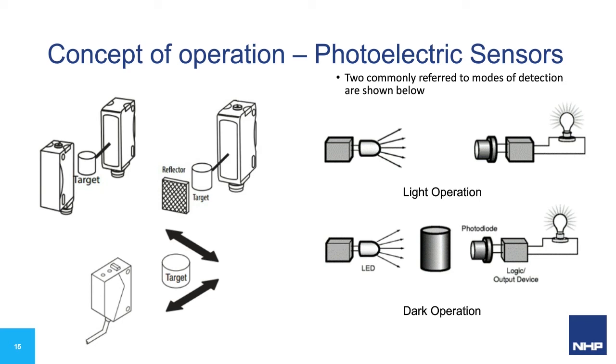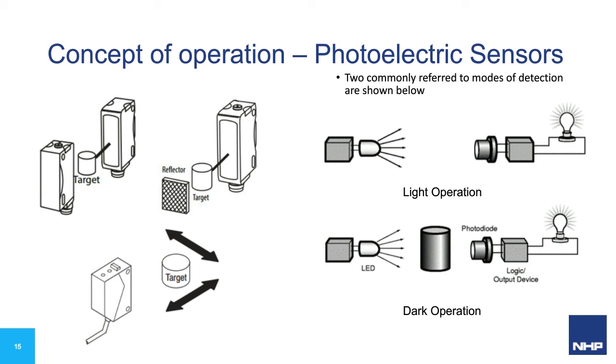So it's important to note that this is due to how the sensor is designed to operate, and in some cases the sensor can actually be programmed between the two. And there are also different names for this as well. You might have heard of break switching or make switching, but they're the same thing.